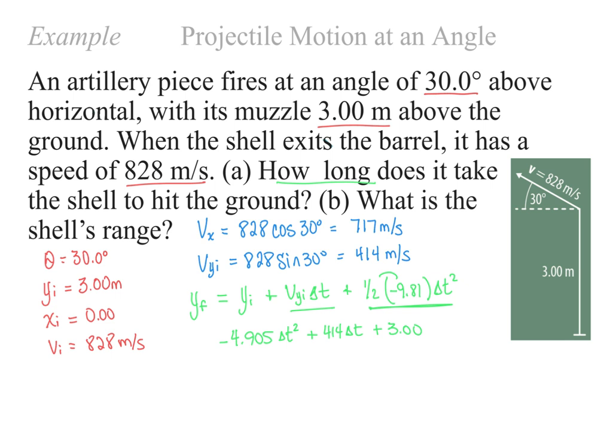I need to figure out when it hits the ground. How high off the ground is it when it hits the ground? What is my position vertically? If I were to give it a number on the ground, what would it be? 0. So I need to figure out when that equals 0.